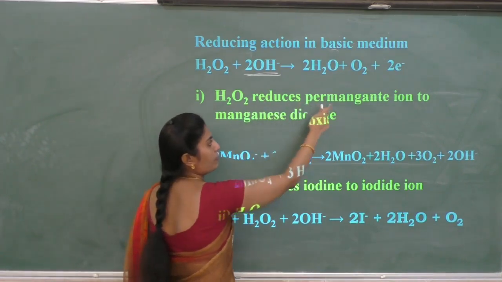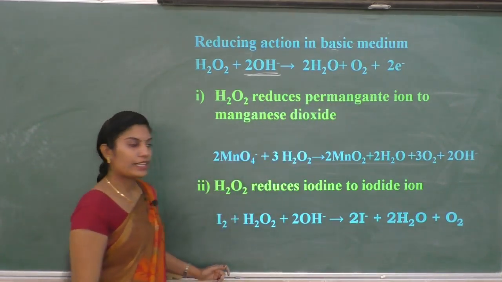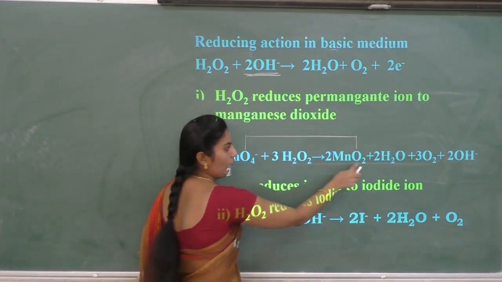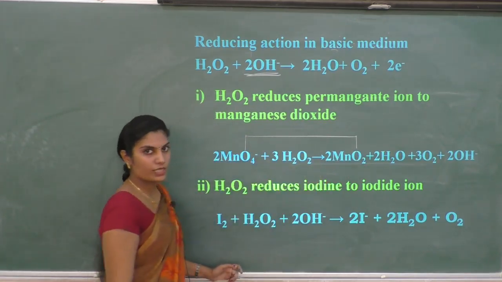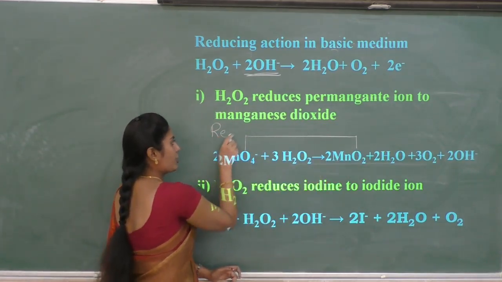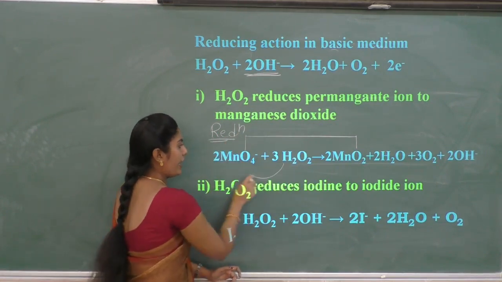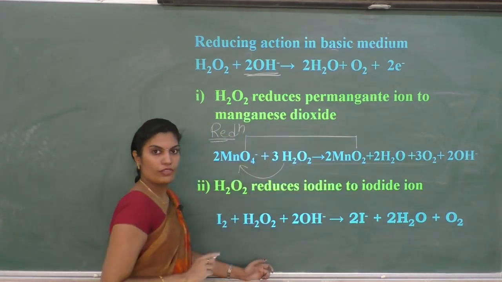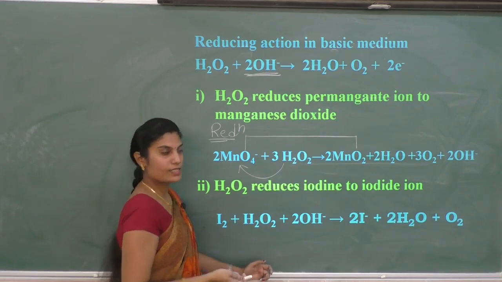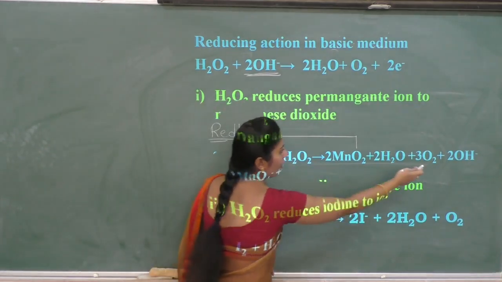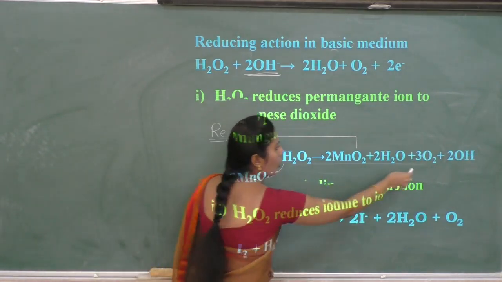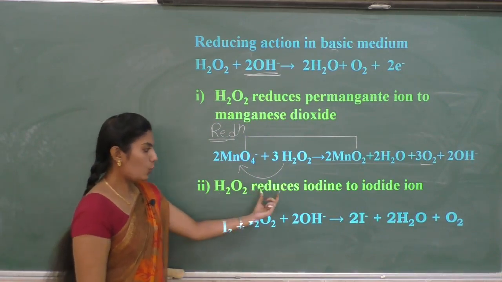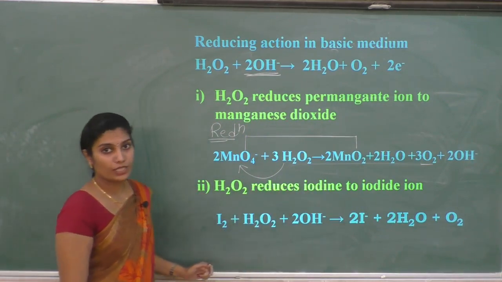H2O2 reduces permanganate ion to manganese dioxide. In this case also it reduces MnO4 minus to MnO2. Here also, in terms of oxygen, you can say it is undergoing reduction. H2O2 reduces MnO4 minus to MnO2 by the loss of oxygen. Oxygen loss is nothing but reduction, and H2O2 itself undergoes oxidation to form O2.